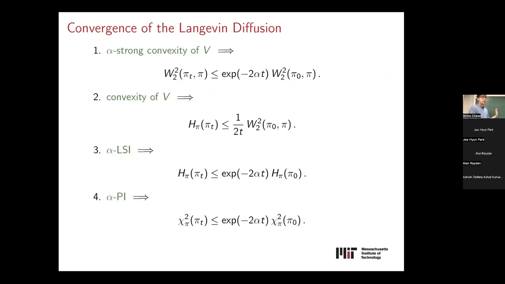These four assumptions that I mentioned all lead to convergence guarantees for the Langevin diffusion in various metrics, like the Wasserstein distance, the KL divergence, or the chi-square divergence. I don't need you to memorize this slide right now, just letting you know that there's a bunch of classical conditions under which we study the Langevin diffusion, and they lead to different convergence rates. So the question is, can we get something like this, but for the proximal sampler?